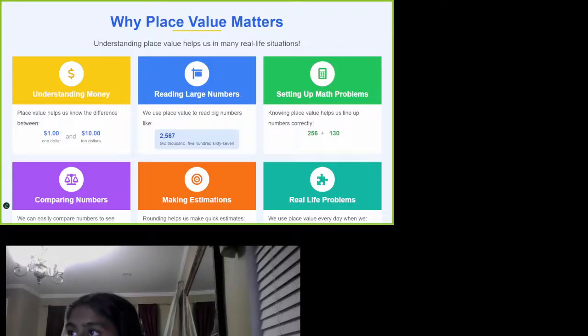Another reason is reading large numbers. So we can use place value to read big numbers like 2,567. And setting up math problems, knowing place value helps us line up numbers correctly. So if you have a big number and a small number, then you will place the biggest number at the beginning of an equation for a math problem. So in this case, it is 256 plus 130.